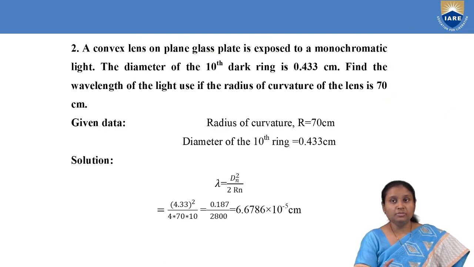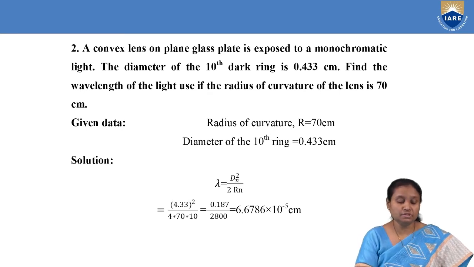Then moving to the second numerical, what is the data given? Of course, in Newton's rings experiment, we have a convex lens kept on a plain glass plate, and this particular setup is exposed to monochromatic light.